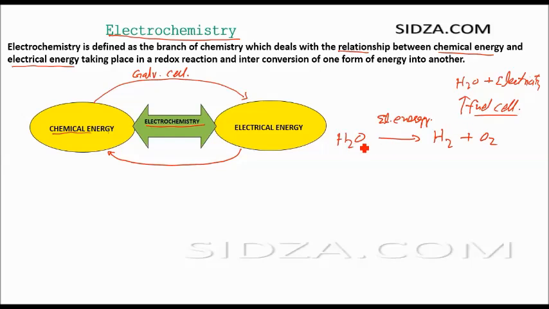This is basically a cell in which hydrogen and oxygen combine and form water and electricity. But decomposition of water into hydrogen and oxygen is not spontaneous. That can only occur when you use electrical energy. So we can change electrical energy back into chemical energy, and the device that we use for this process is called an electrolytic cell, right?